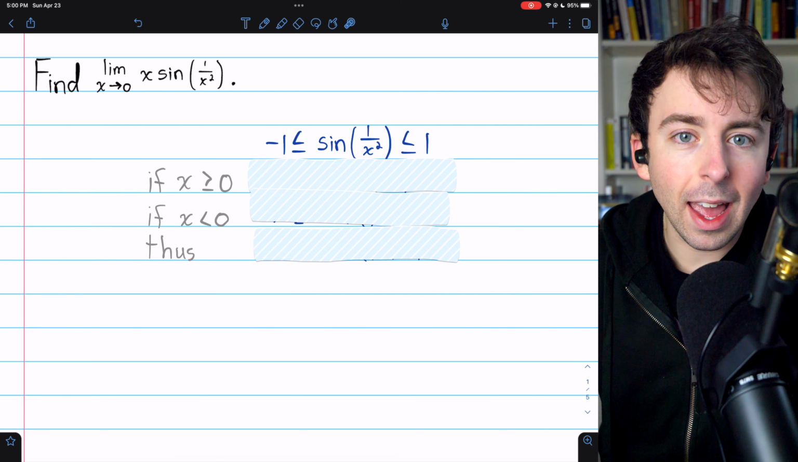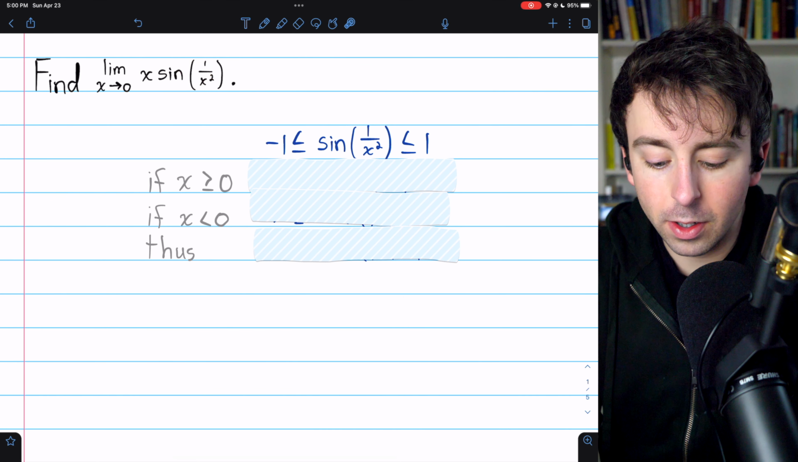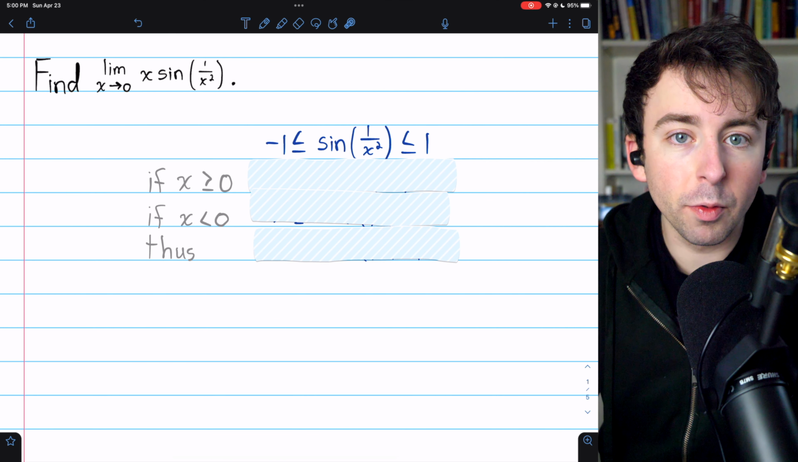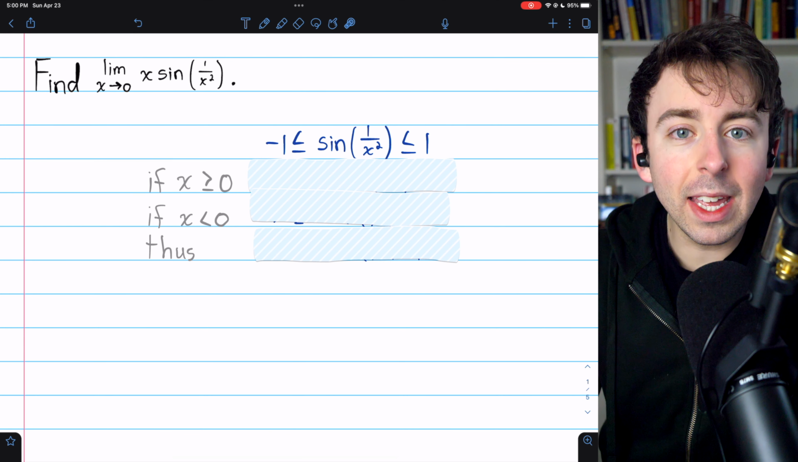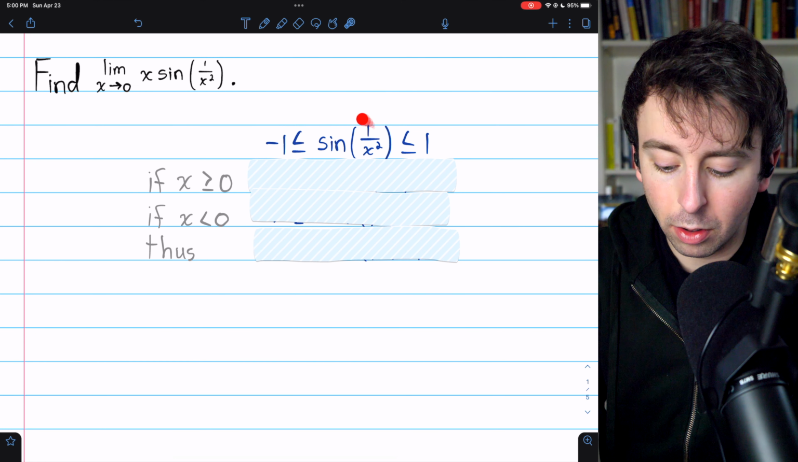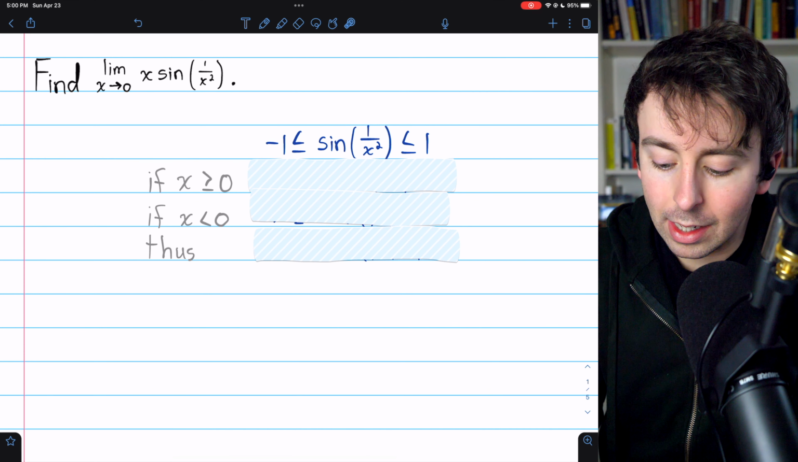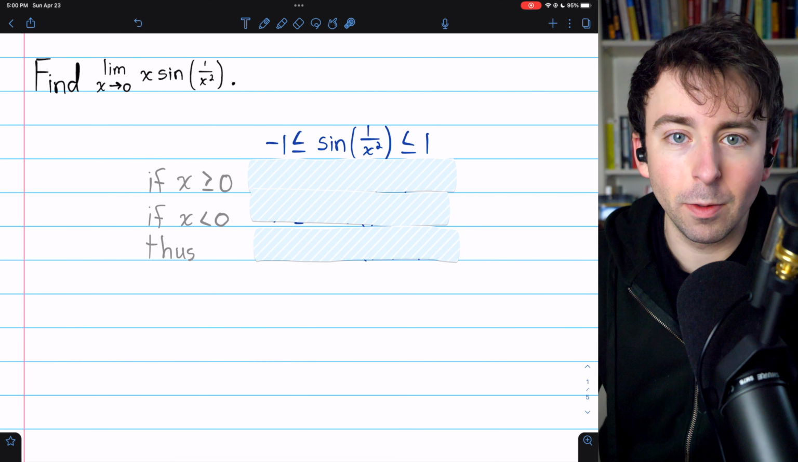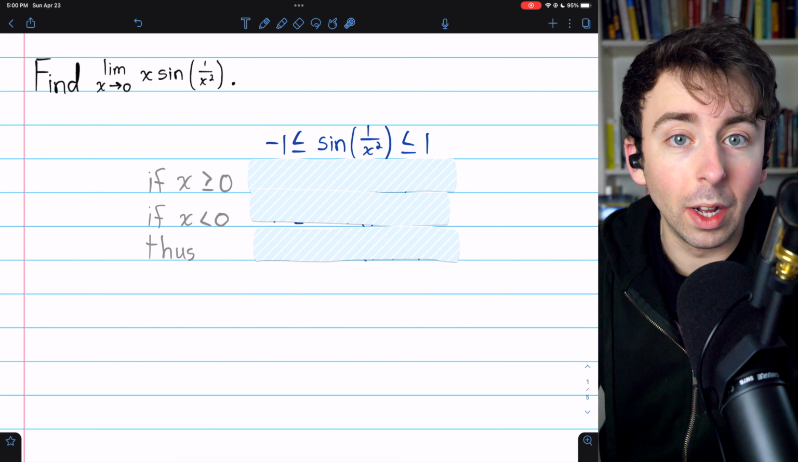As is often the case when we're trying to evaluate the limit of some trig function multiplied by some other function, we're going to want to use the squeeze theorem. So we begin by using our knowledge that sine of anything, certainly sine of 1 over x squared, is between -1 and +1, right? Sine goes between -1 and +1. Doesn't matter what's inside of it.